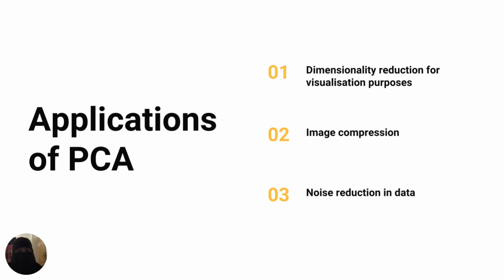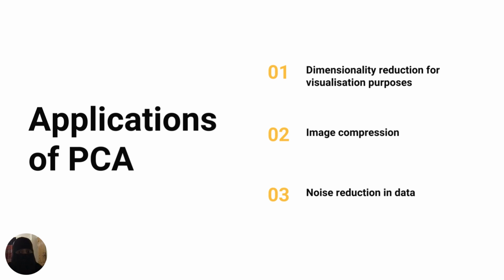PCA can be utilized to visualize complex datasets in a lower dimensional space. By reducing the dimensionality of the data, it becomes possible to plot the observations on a 2D or 3D scatter plot, enabling visual inspection of patterns, clusters, and relationships among the data points. Image compression. PCA can be employed for image compression by reducing the dimensionality of image data by selecting a subset of principal components which capture the most significant image variations. It is possible to represent the image with fewer coefficients while preserving the essential features.